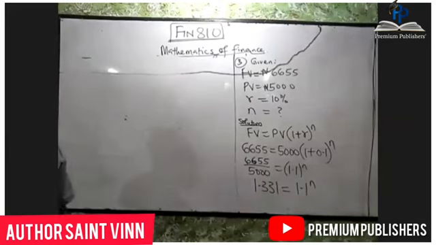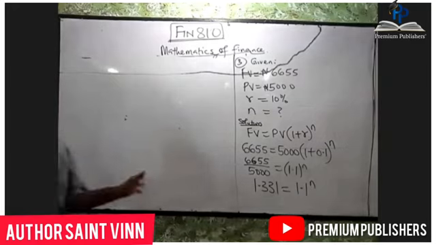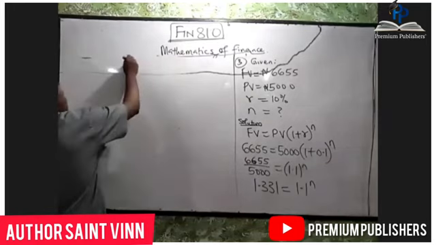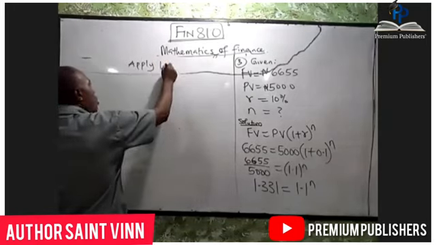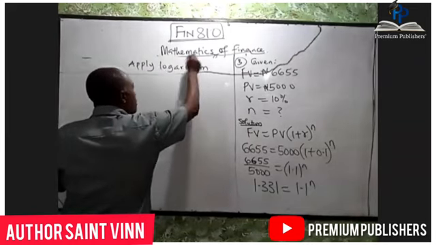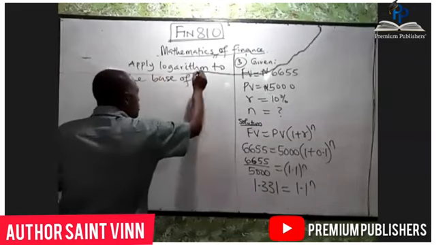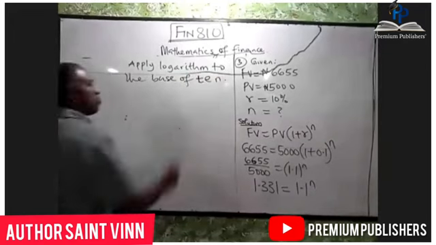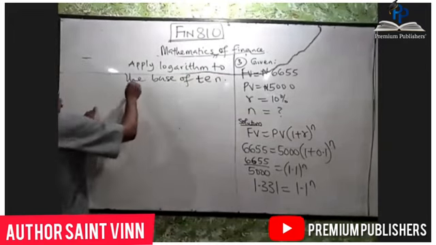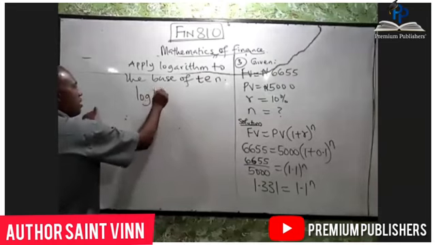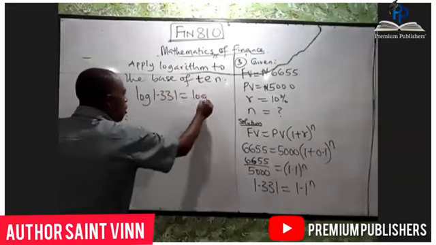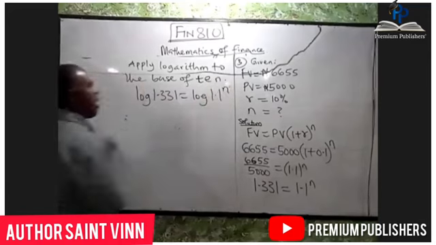Natural is ln. The ordinary one is log, LOG. But whichever of the two you use, you get the same result. So I will apply logarithm to the base of what? 10. Logarithm to the base of 10. So we have log 1.331 equal to log 1.1 raised to power n.